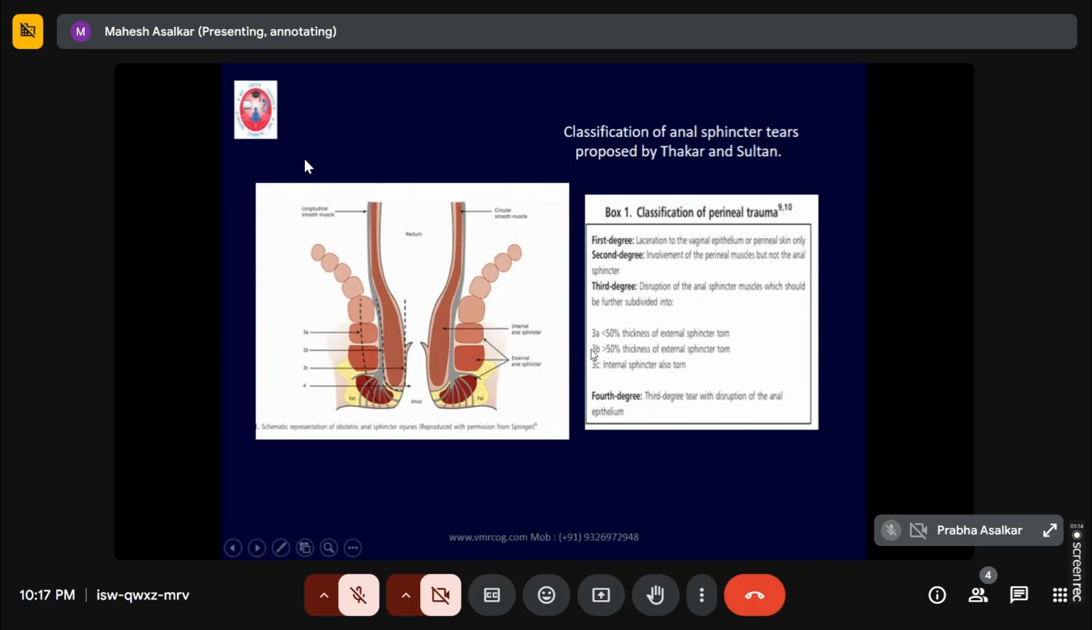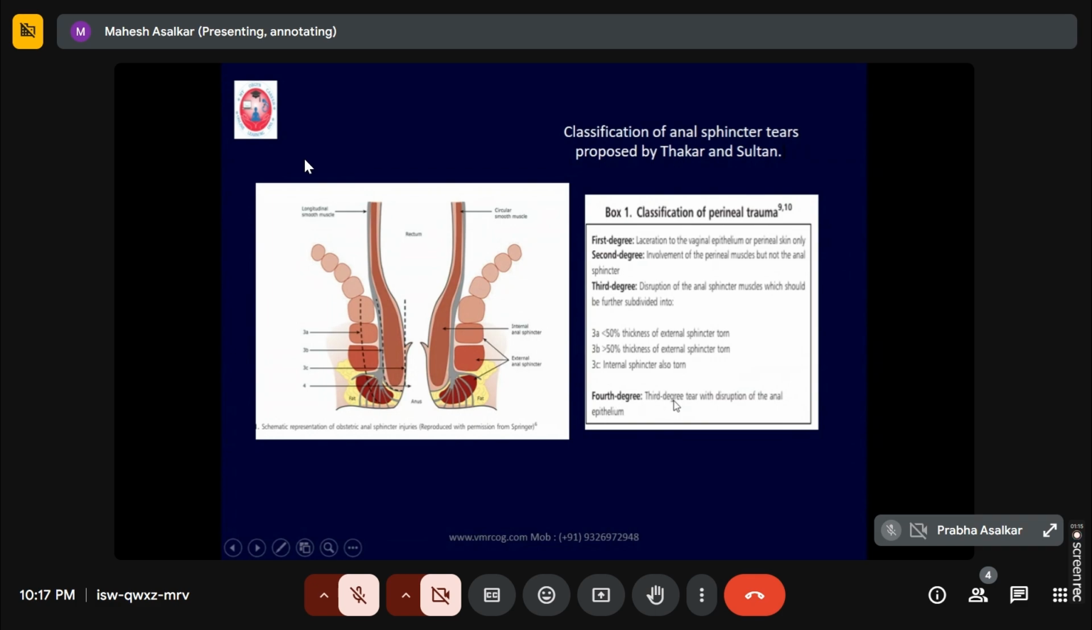Now it should be included in 3B, because we will subsequently see in the guideline, when there is a doubt, you have to give the higher degree. Okay, you should never underestimate the damage. You should always overestimate the damage and correct it. Okay, so it will be 3B if it is a 50% damage. Then 3C, when the internal sphincter is also torn. So when there is an external sphincter which is less than 50%, 3A. External sphincter more than 50%, it is 3B. And if internal sphincter along with external is gone, then it is a 3C.